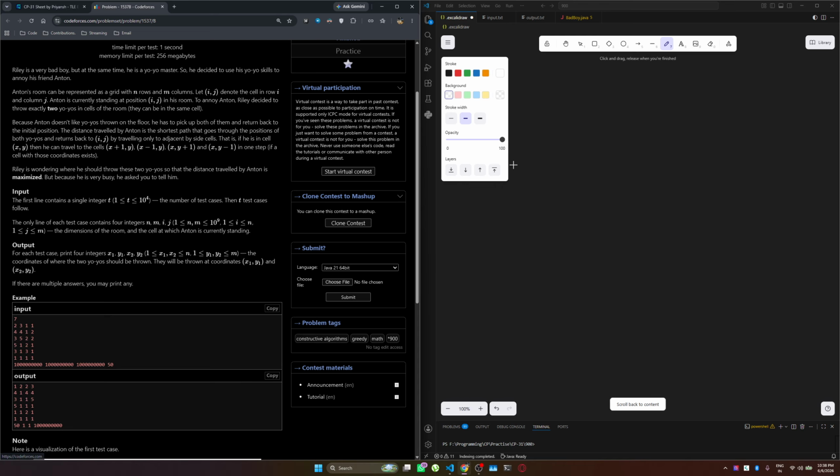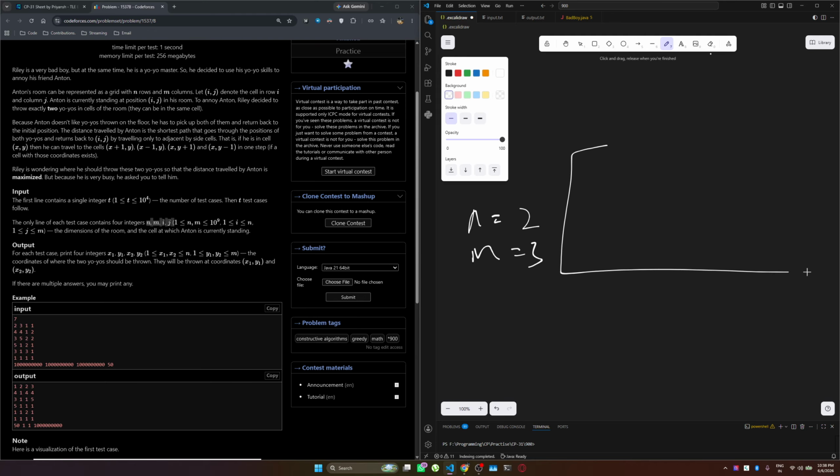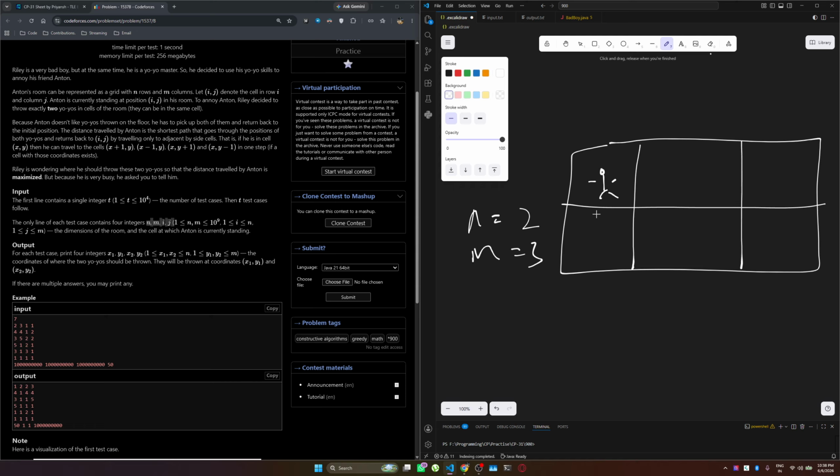So first we have X1, Y1, X2, Y. No, sorry. N, M. I should decrease the stroke width here. Can't I hide this? Okay. So N is 2, M is 3, and then the starting position is 1, 1. So N is 2, so 1 line, and then 3 for 2 lines, and starting position is here.